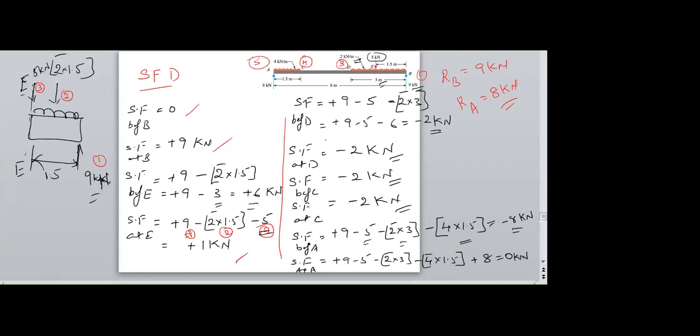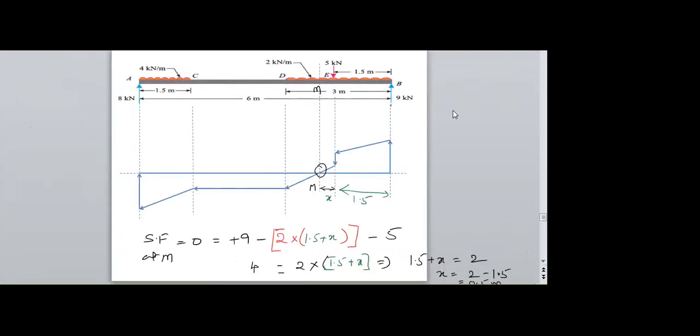Yet at A, a positive 8 kilonewtons also needs to be considered. Therefore, I will get 0 kilonewtons. Using this, I need to draw the shear force diagram.